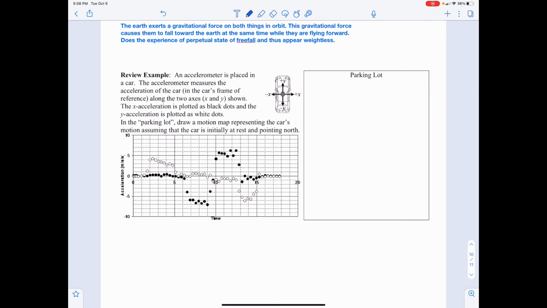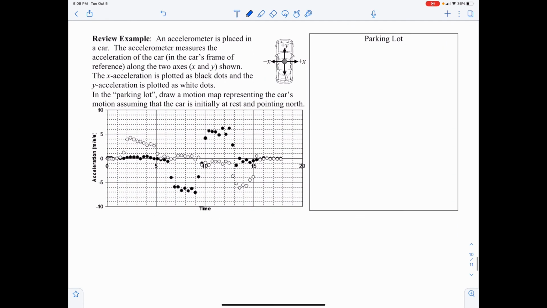In the parking lot, draw a motion map representing the car's motion, assuming the car is initially at rest and pointing north. So a motion map means we're going to use arrows to draw: constant speed, elongated arrows to show increasing velocity, shorter arrows to show slowing down, curving, etc. So again, let's break this down.